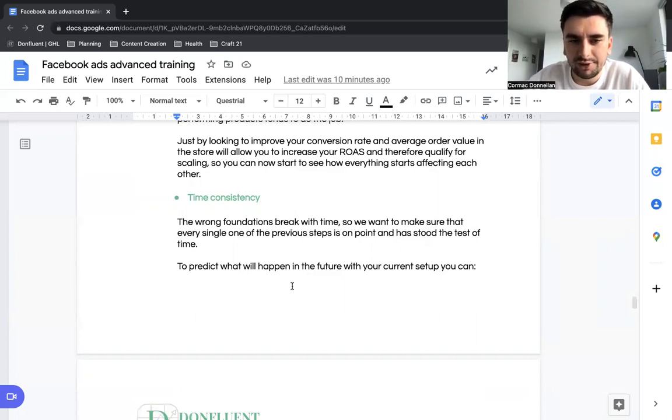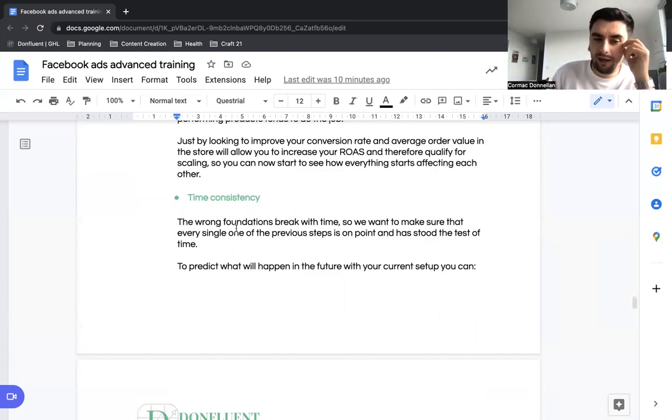So we want to make sure that every single one of the previous steps is on point and has stood the test of time. Not that you had a flash in the pan day where you made a 6x return on ad spend and then the next day it's back to 0. You need to show consistent sales over time and proof of concept.